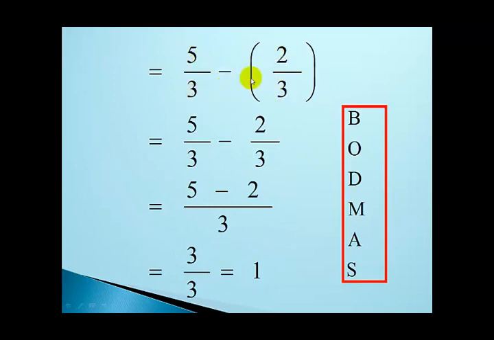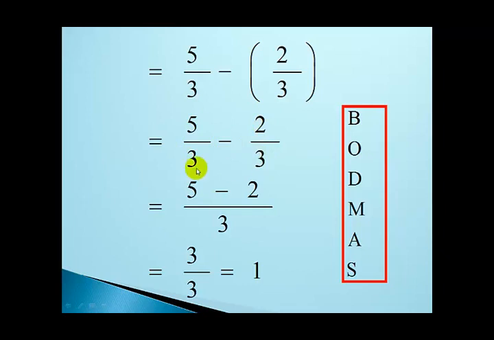Now we open the bracket. So we have 5 over 3 minus 2 over 3. Now we go to subtraction, because there is no division now, there is no multiplication now, there is no addition now. So we now go to the subtraction. So 5 over 3 minus 2 over 3.